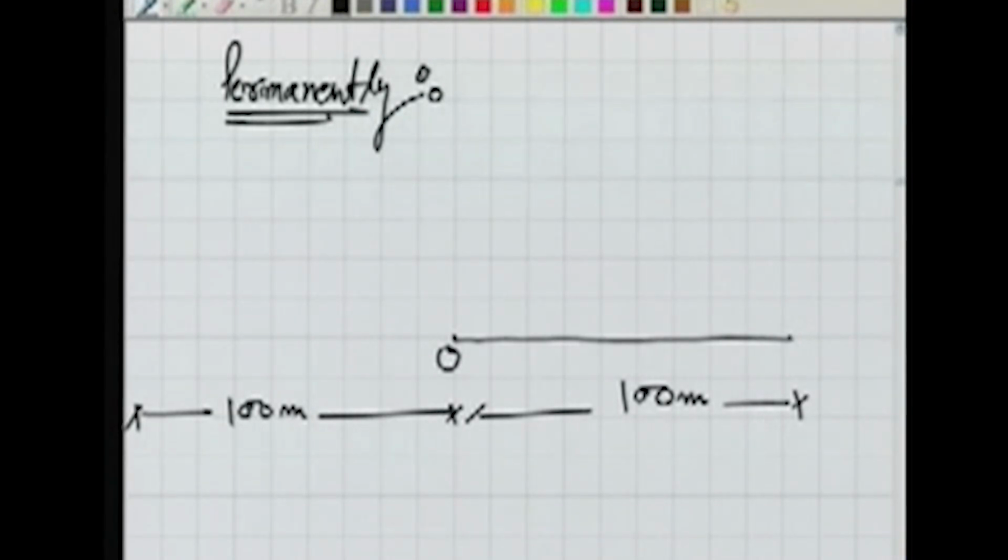We keep a ranging rod here. This ranging rod is, let's say, A. What have we done? We have kept a ranging rod 100 meters away from this theodolite. It's there somewhere. Now we level the instrument.